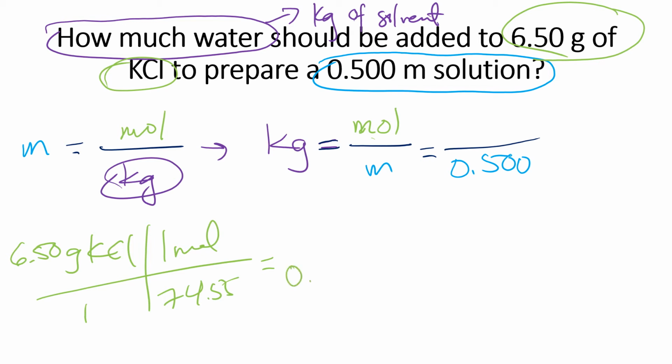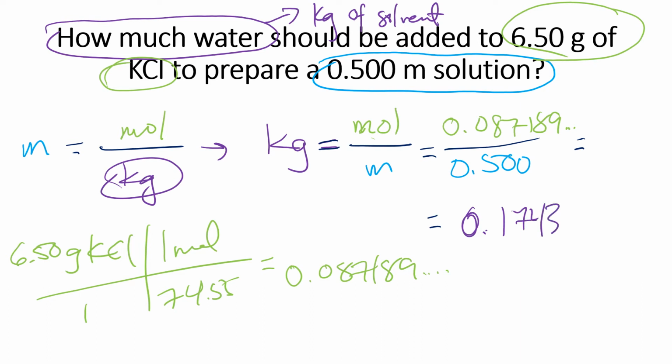Small numbers, 0.087189... So I'm going to plug this in up here. Divide the two numbers. I end up with, for my kilograms, 0.174379... I have 3 sig figs, so my answer is going to be 0.174 kilograms of water.